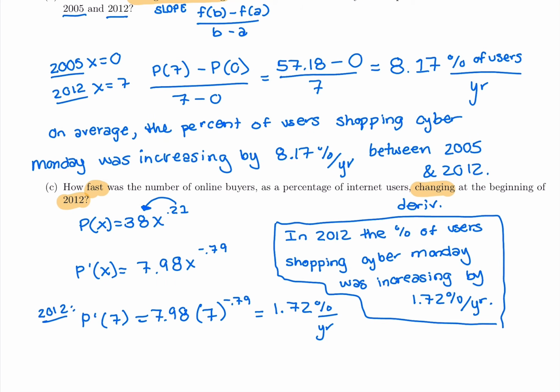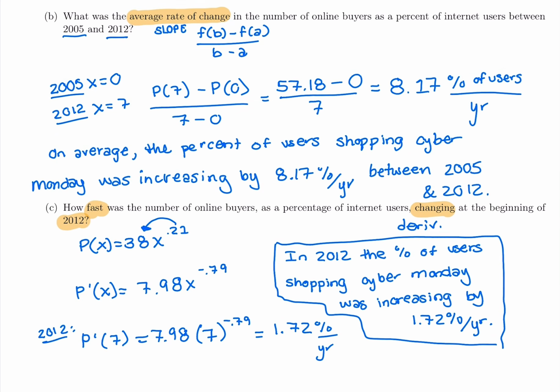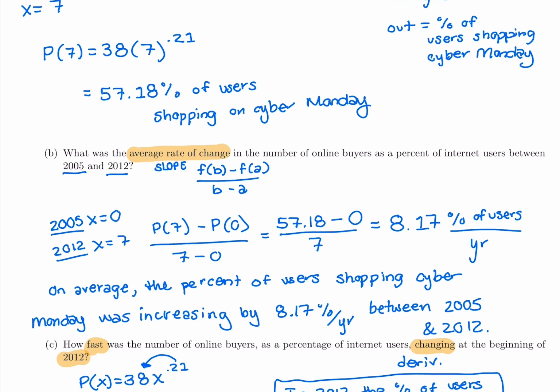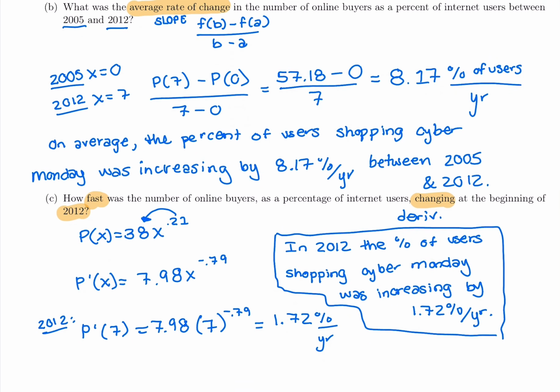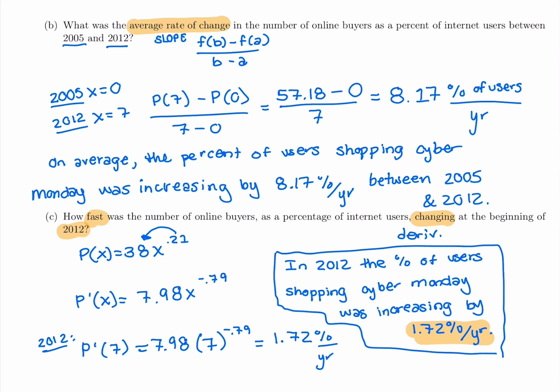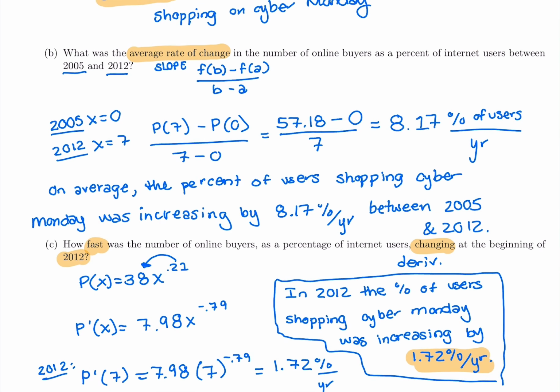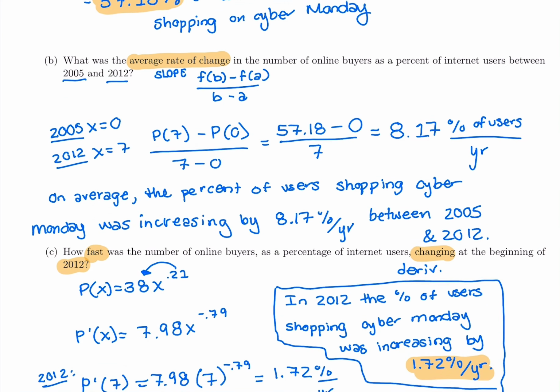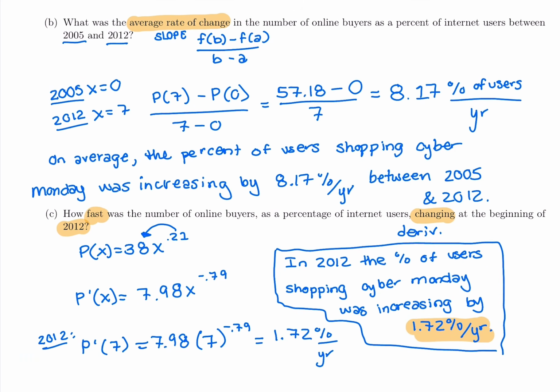2005, before Cyber Monday was really a thing, and then 7 years into having Cyber Monday. It was growing by 8% of people per year, or internet users per year. So pretty big jumps. And then by 2012, already in 2012, we said that majority of people using the internet were shopping Cyber Monday. It's already up to almost 60% of users, and then it's still increasing by almost 2% per year. So it's going to slow down at some point, because again, you can't get over 100%. So 8% jumps between 2005 and 2012, and then at 2012, the percent of people shopping on Cyber Monday is still increasing, but only by 1.72% of users per year.